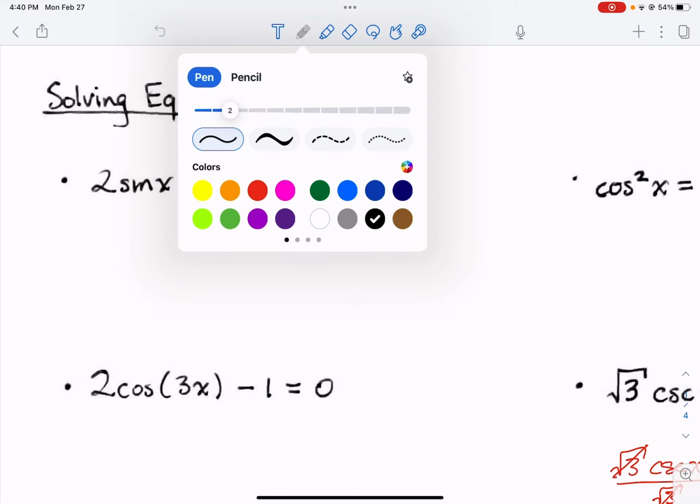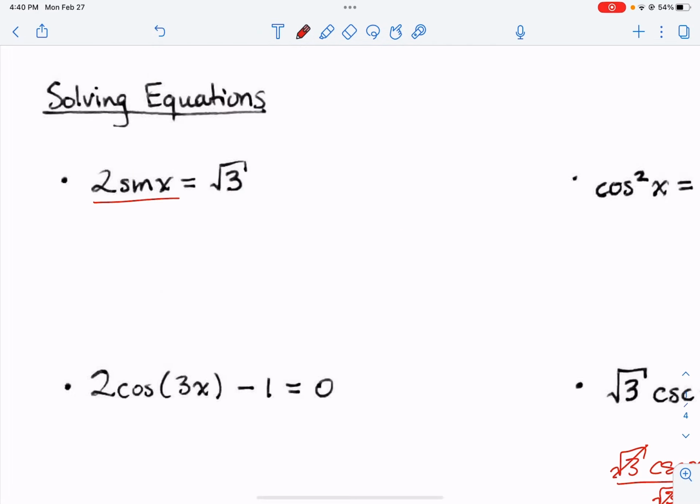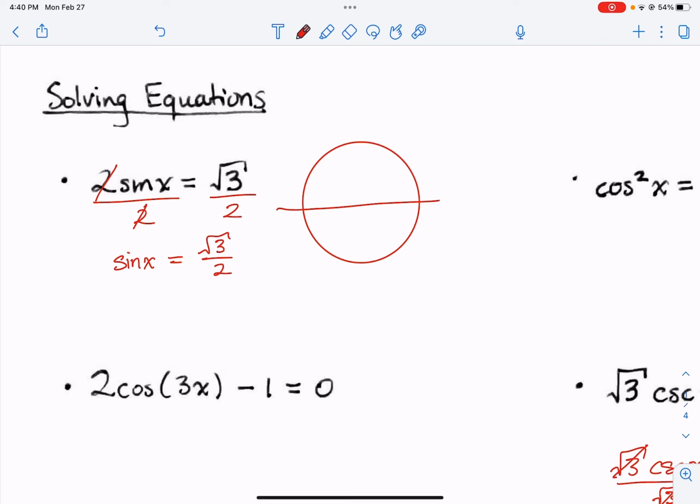Well, we have to first begin by solving as far as we can. Right? So we would just divide by 2, and then we're left with sine of x equals radical 3 over 2. And at this point, the main way we do it is we think of the unit circle. And we try to think of, okay, if I have a little unit circle here, what angles on that unit circle have a sine value of radical 3 over 2? That's the y-coordinate of that angle.